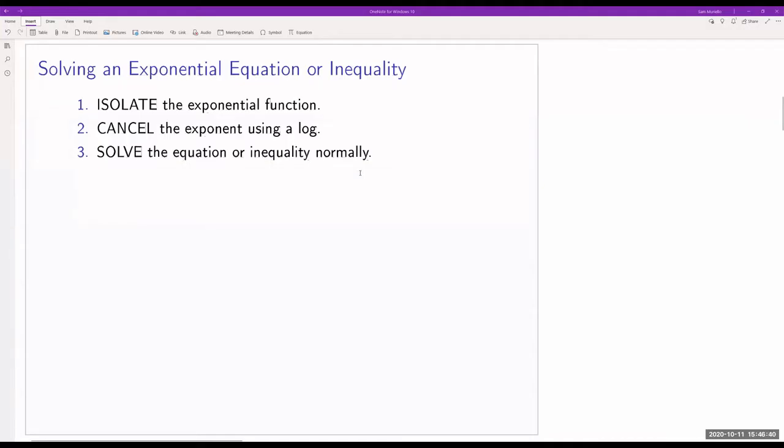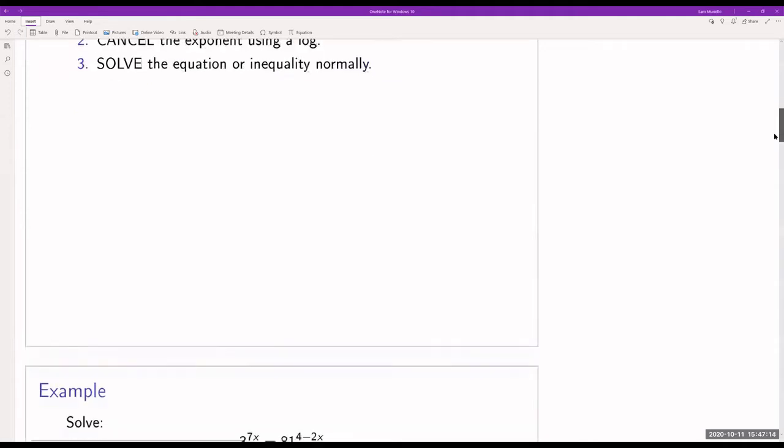Okay, today we're going to talk about section 6.3 and 6.4, which involve solving equations involving logarithms or exponents. We're going to begin with exponents, but the process is extraordinarily similar between the two. The idea is that you need to isolate the special piece, in this case, the exponential. Once you've done that, you can cancel the exponent by using a log and then solve the new equation or inequality normally. We'll go through a couple examples of this before we look at logarithms.